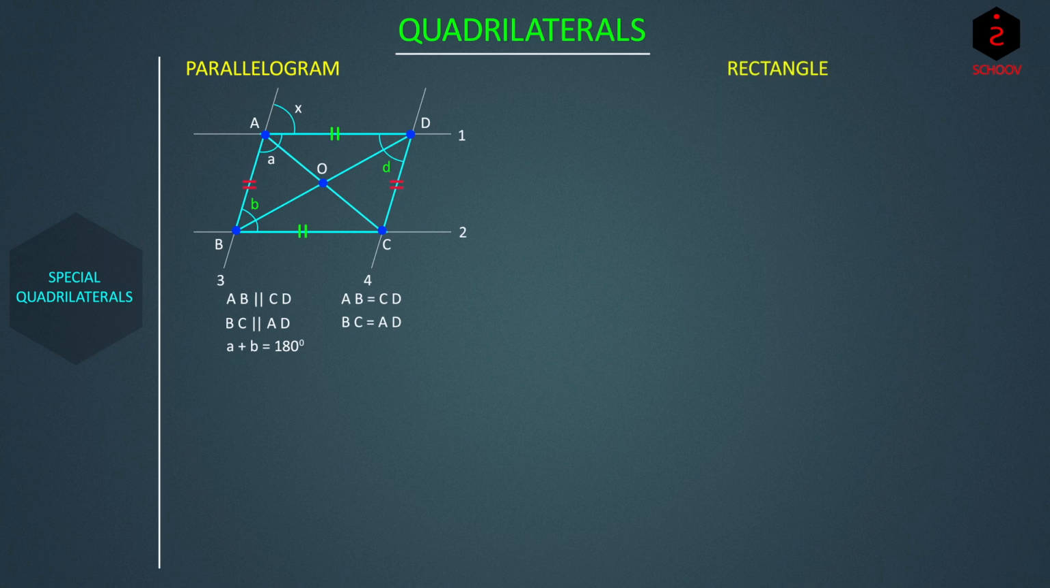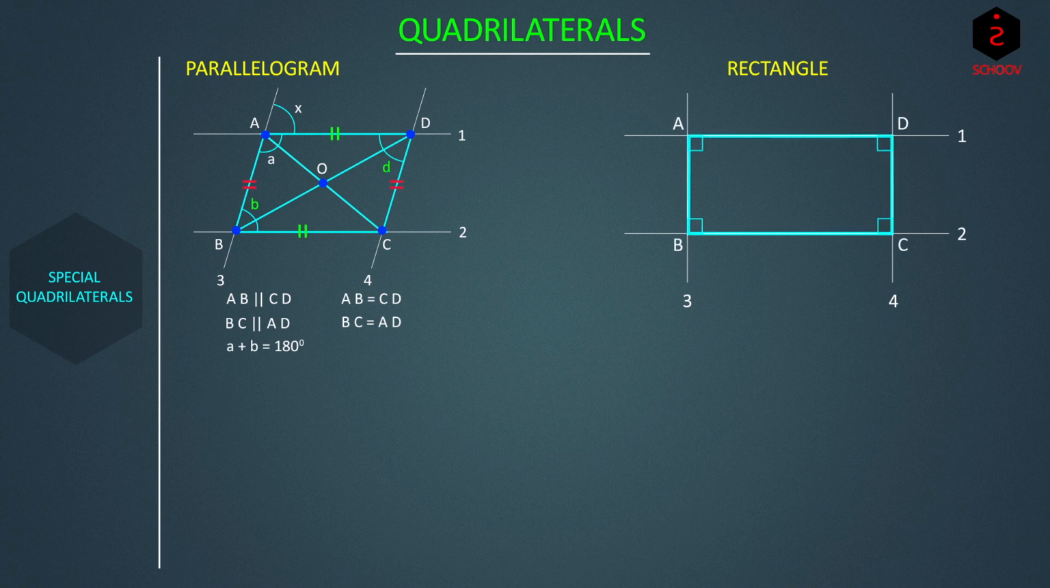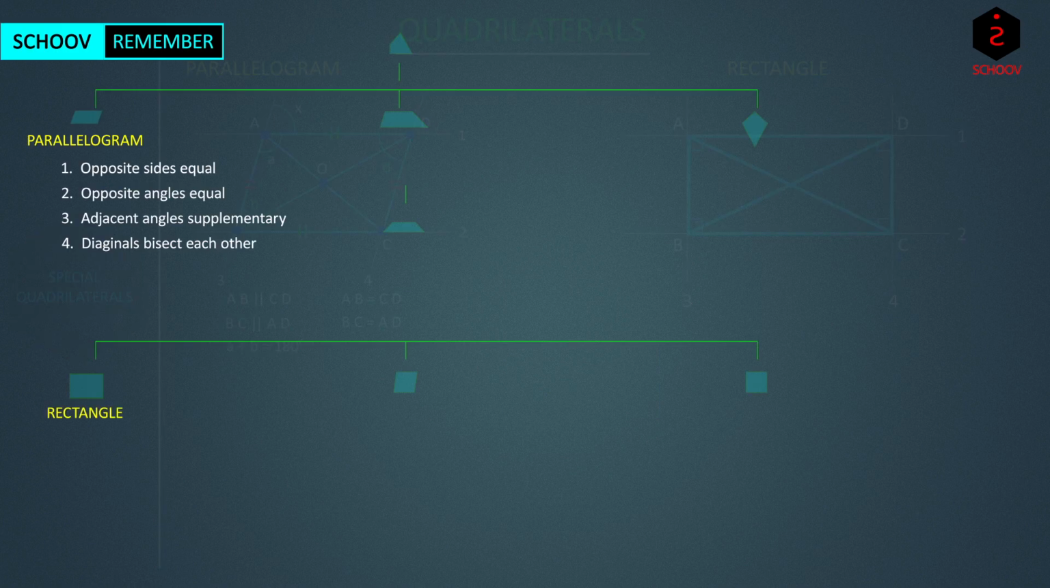Next is a rectangle. If lines 3 and 4 intersect 1 and 2 at 90 degrees, we get a rectangle. It has all the properties of a parallelogram that we have just learned, plus one more. Its diagonals are equal. That is, AC is equal to BD. We can measure and verify. We can see that too. Tilt this parallelogram and diagonals become equal. So now in a rectangle, opposite sides are equal, opposite angles are equal, 90 degrees.